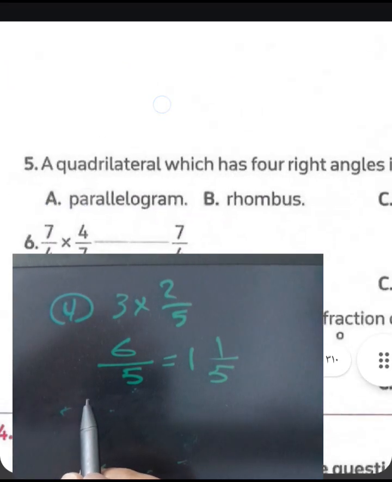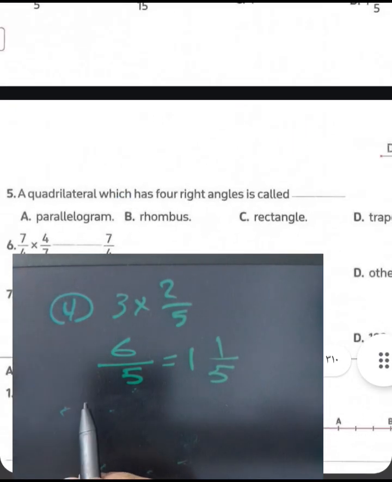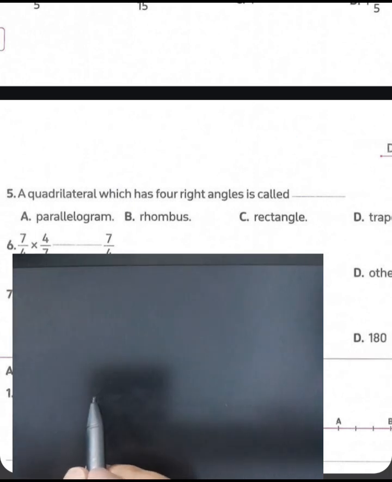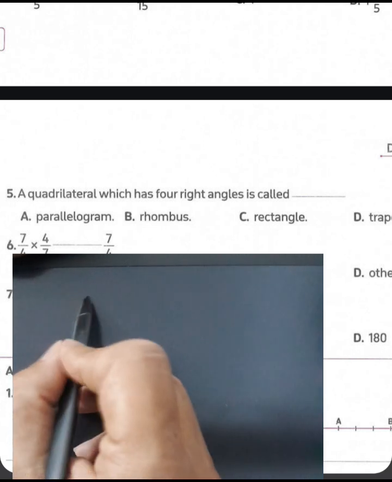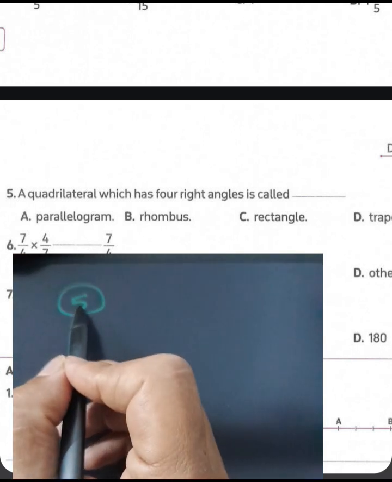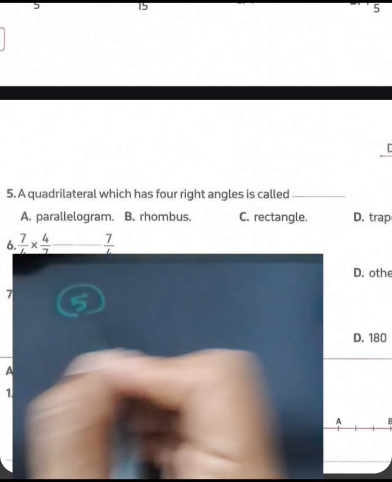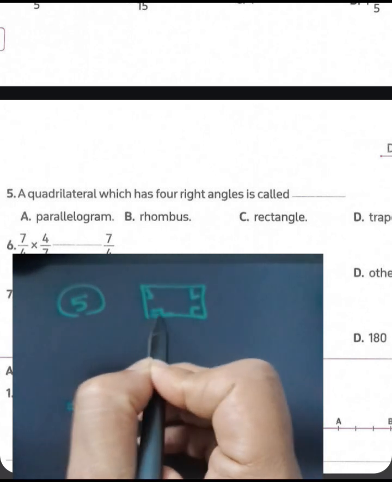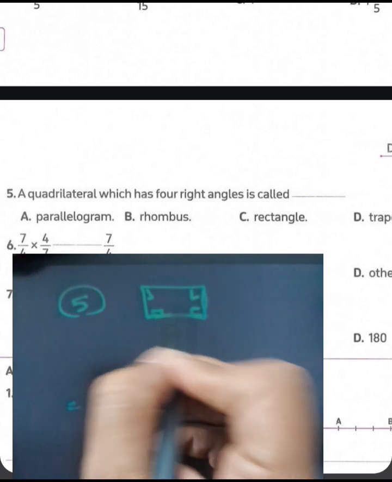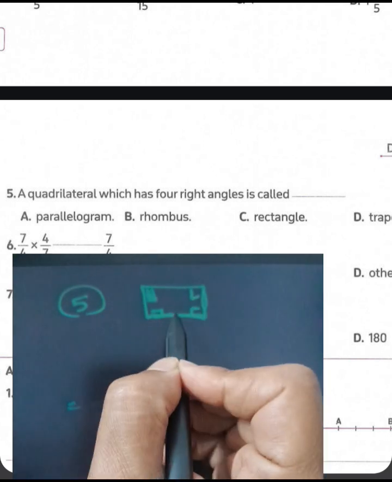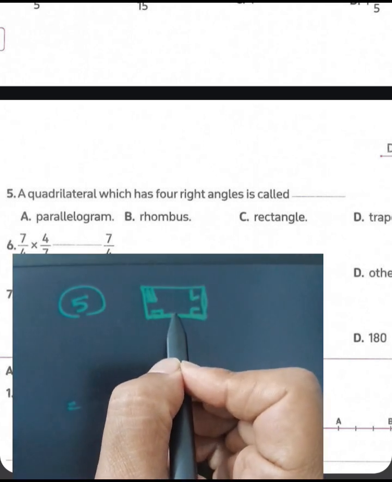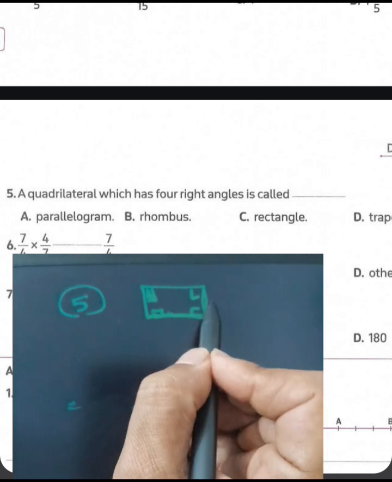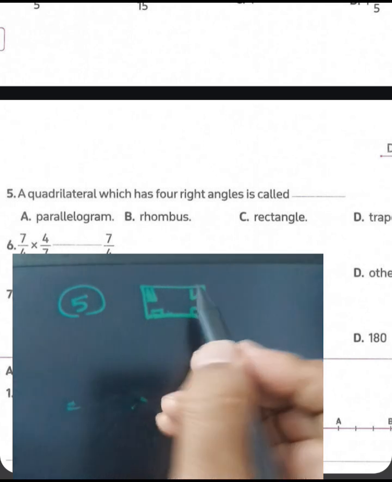Next example, number 5. A quadrilateral which has 4 right angles, we call it a rectangle. A quadrilateral has 4 sides, meaning the polygon has 4 sides, and the measure of the 4 angles here will be 90 degrees. We call it a rectangle. Choose letter C.